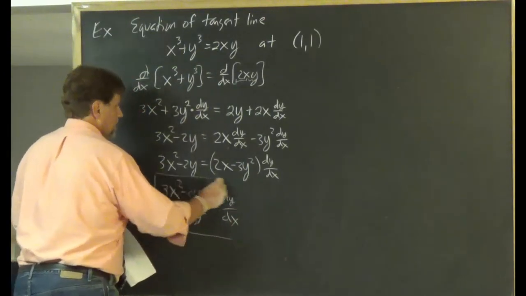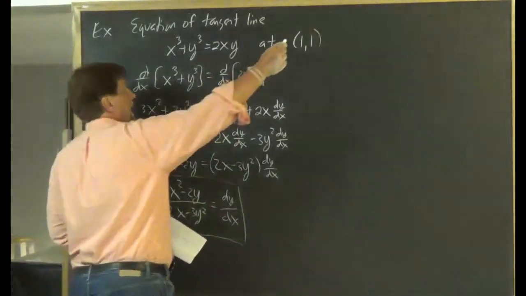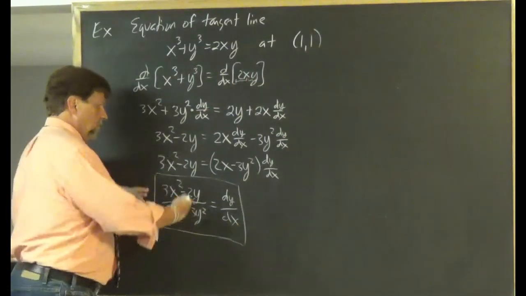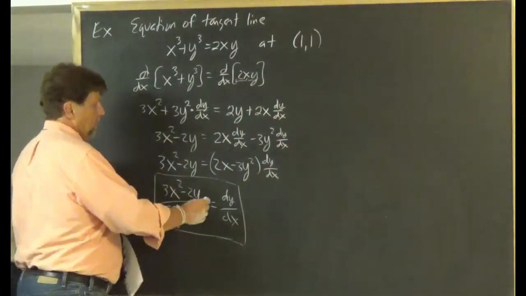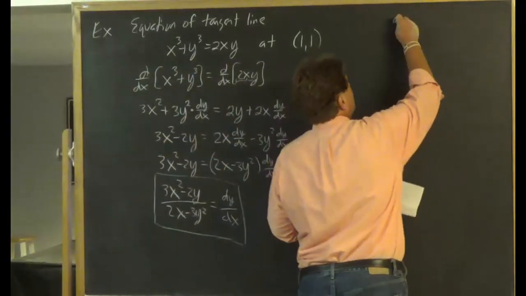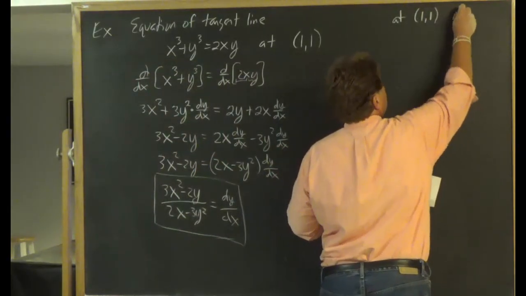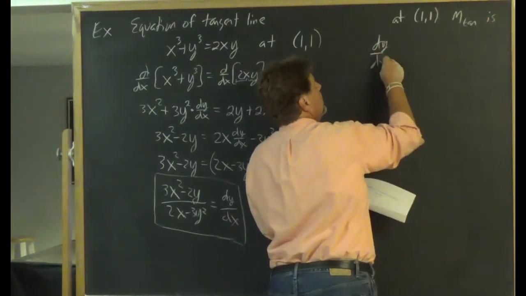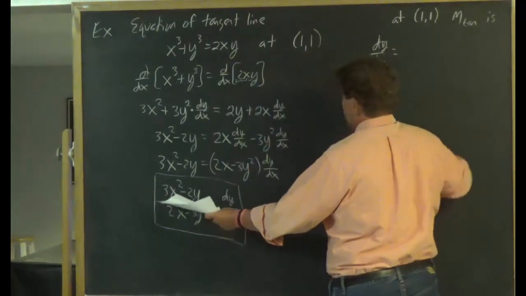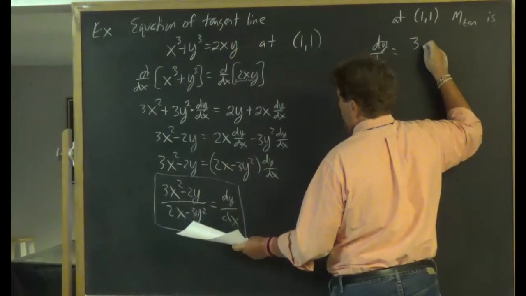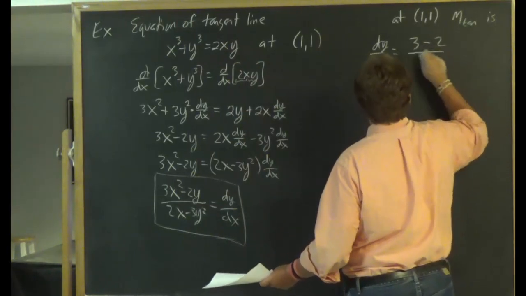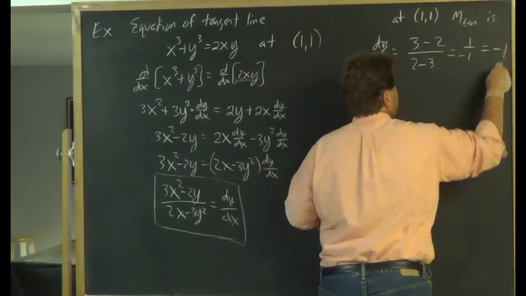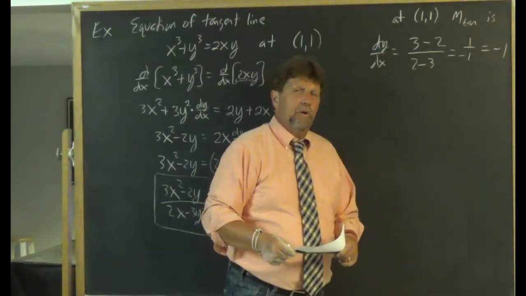So to get the slope of the tangent line at (1, 1), we put 1 in for the x's, and then we put 1 in for the y's. So at (1, 1), the slope of the tangent line is, alright, 1 goes in for the x's and 1 goes in for the y's. So I have 3 minus 2 over 2 minus 3. That's 1 over negative 1. Look at that. The slope of the tangent line is negative 1.